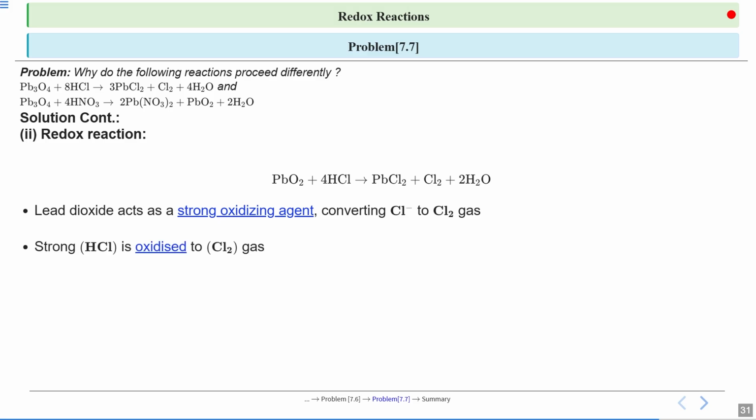While here HCl is acting as a reducing agent, or we can say that HCl is being oxidized to Cl2 gas. And the lead ions, that is Pb4 positive, are reduced to Pb2 positive, while the chloride ions lose these particular electrons.